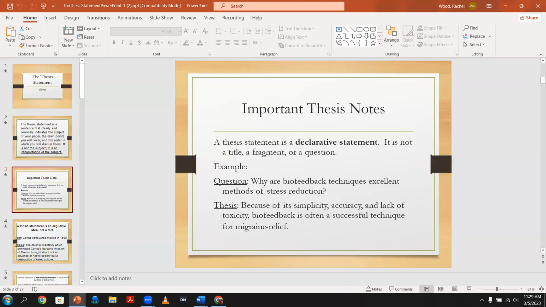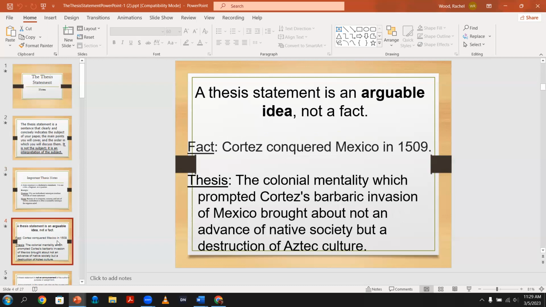So it is a declarative statement. It declares something. It absolutely tells the reader exactly what they're going to be reading about without saying, this is what my paper is going to be about. So a thesis statement, especially in an argumentative essay, is an arguable idea. It's not a fact, because if you use facts, facts can't be debated.